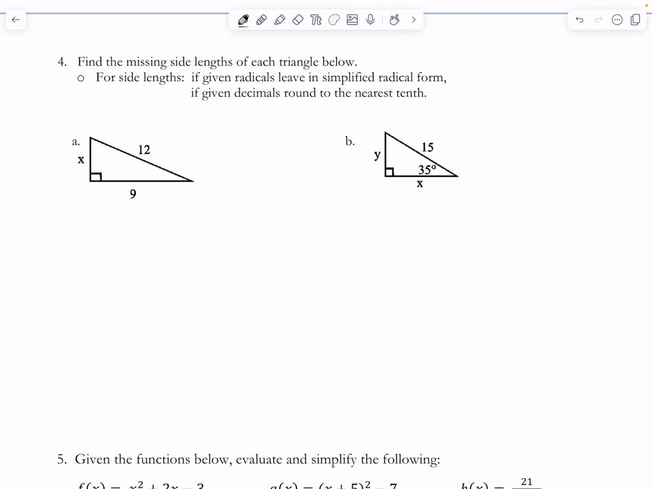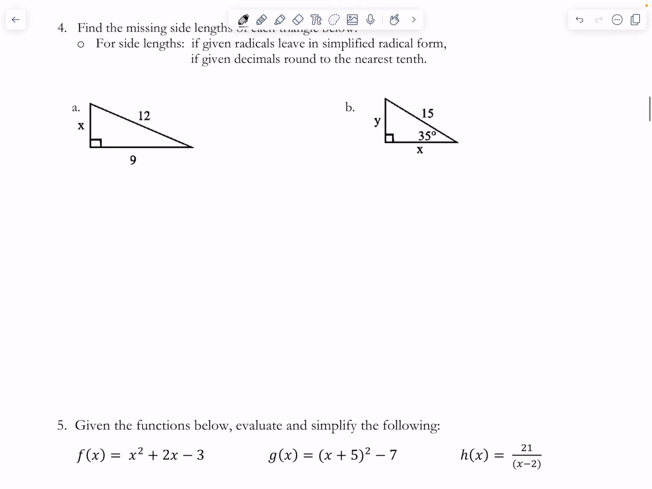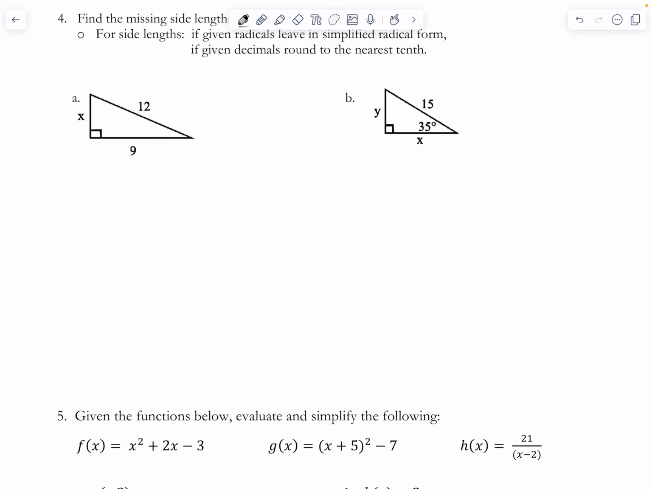So in this case, we kind of have 3 things I'm looking out for: using Pythagorean theorem, using SOHCAHTOA, or if you do know your 30-60-90 or 45-45-90, you can always use those relationships when those happen. All right, in this first one, part A, I see we have 2 sides of the triangle.